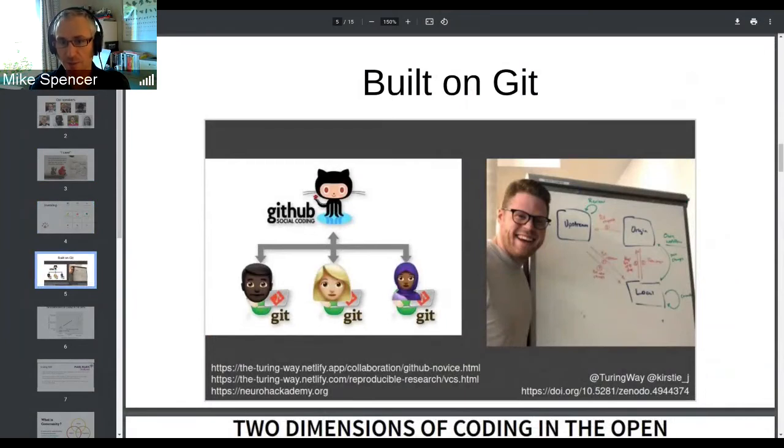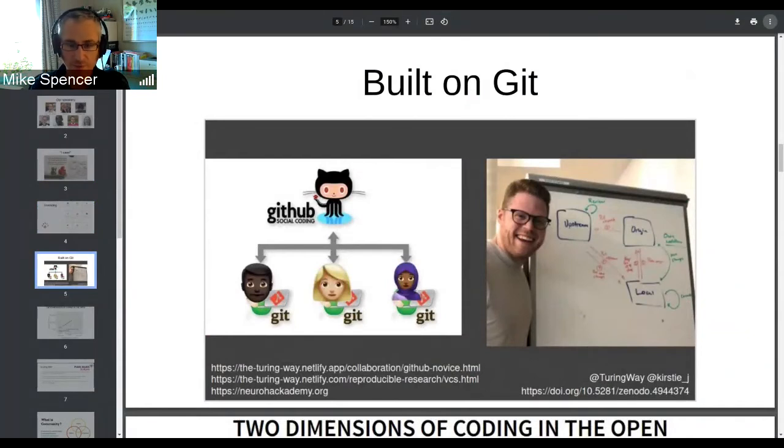Working openly means that we need a way of working together, or to put that another way, if we want to work with other people, we have to do it openly. And the best way we can do this, if it involves code, is by using Git. There are some great tips within the Turing Way that Kirsty talked about.